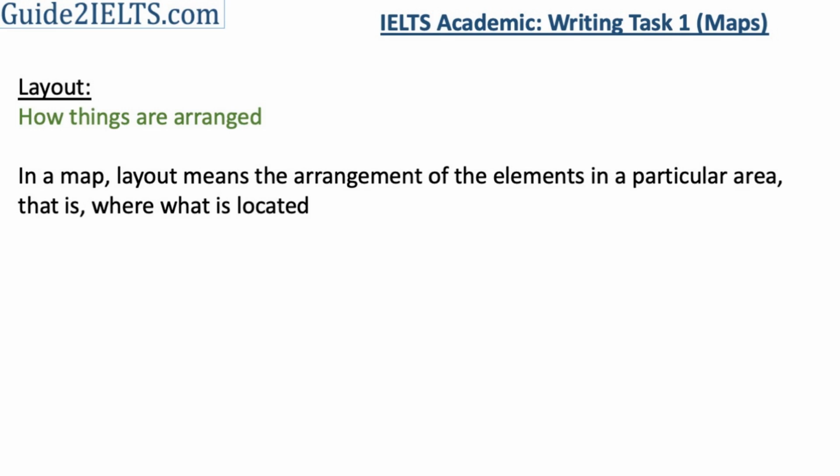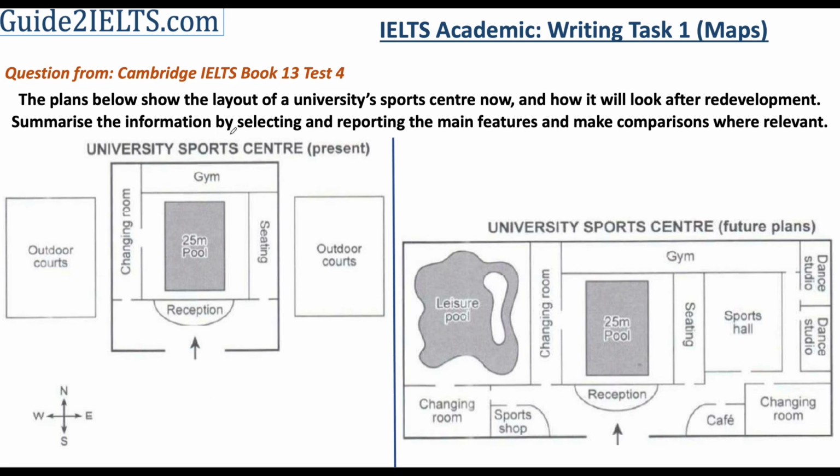Layout means how things are arranged. So the layout of the map refers to the arrangement or plan of the elements in a particular area, such as buildings, roads, and parks. Sometimes this word is mentioned in map questions. For example, here it says, the plans show the layout of a university's sports center.